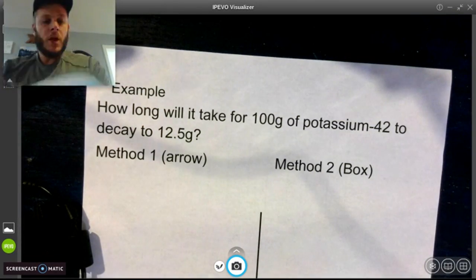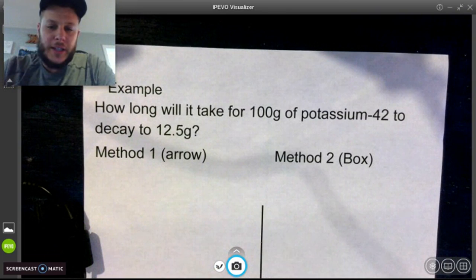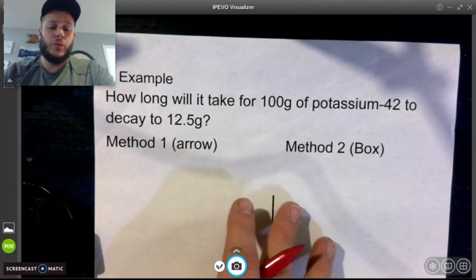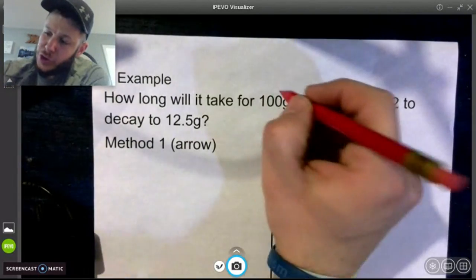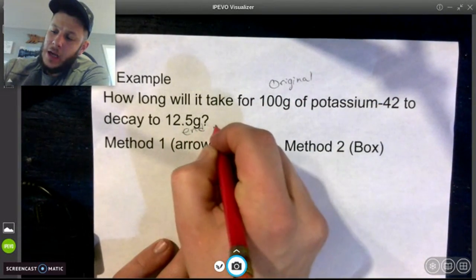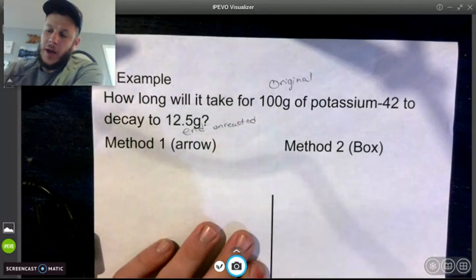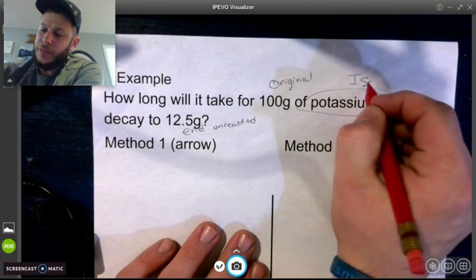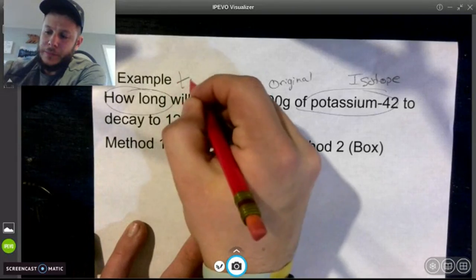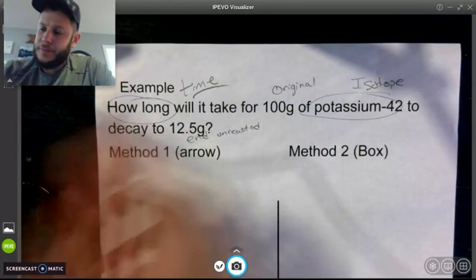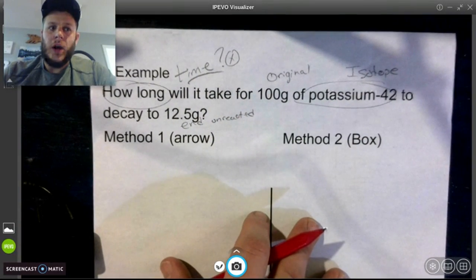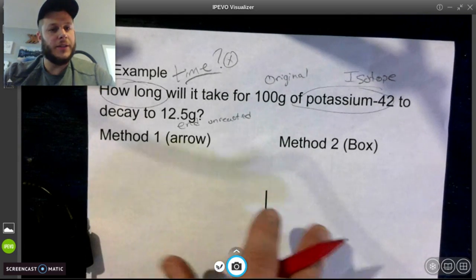So, the question reads like this. How long will it take for 100 grams of potassium-42 to decay to 12.5 grams? So I know where I'm starting. This is my original. I know the end amount that I want. And I know the isotope. But the question's asking me how long. I need to know the time. That's what I'm looking for. Time is my variable. I don't know how long a half-life is. How am I supposed to know that?